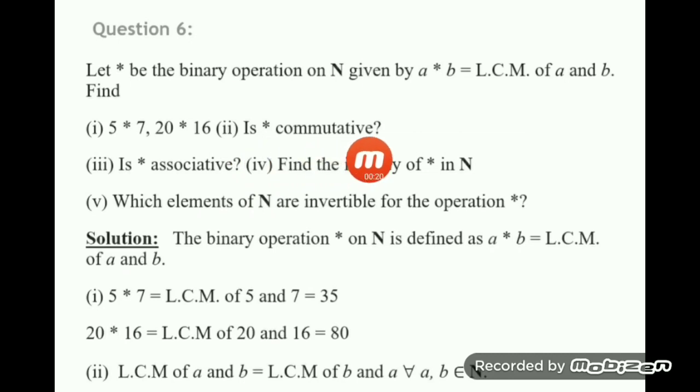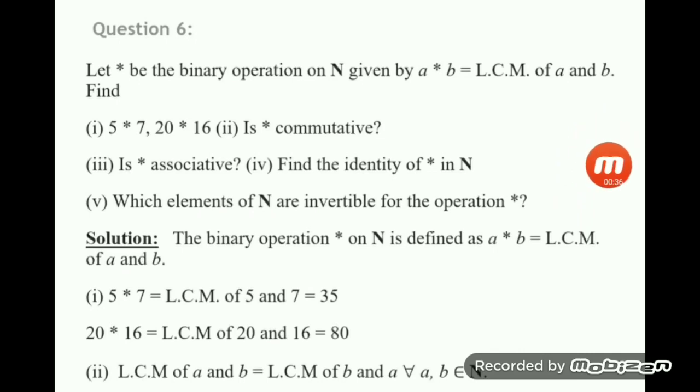Second question is, is star commutative? Third question is, is star associative? Fourth question, find the identity of star in N. Fifth one, which elements of N are invertible for the operation star?